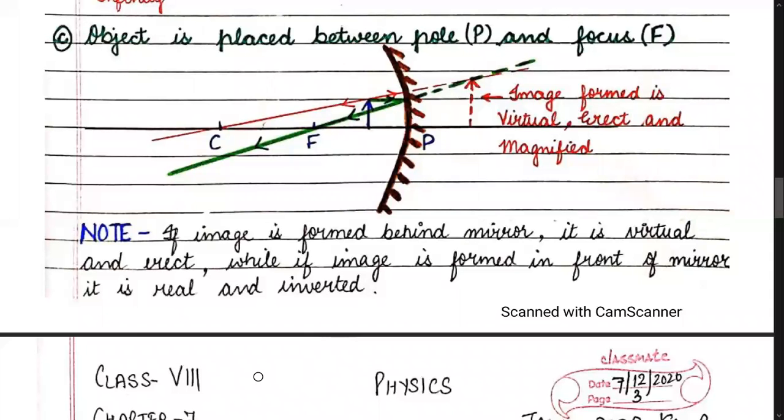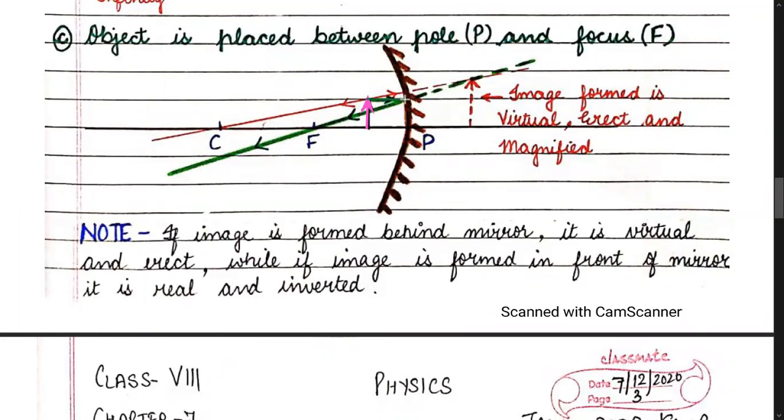Now continuing further, we will discuss what happens if the object is placed between pole and focus. So now in case C shown in figure number C, page number 2 of the notes sent to you on 7th December 2020, students, now the object is placed between pole and focus. So let us continue with the ray diagram.